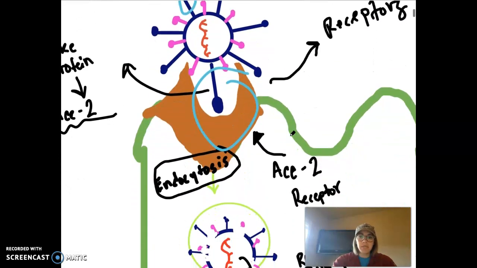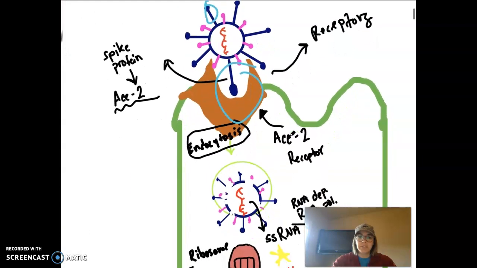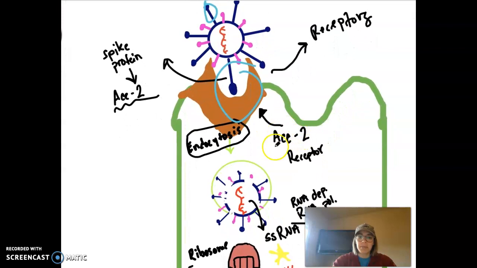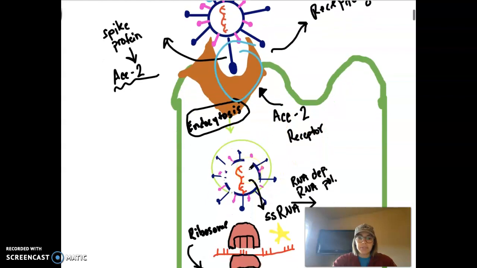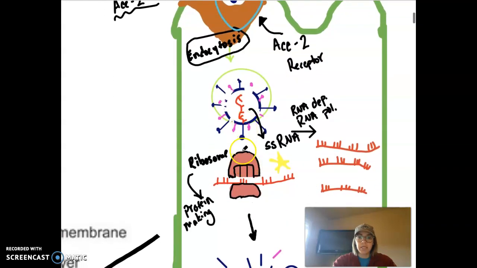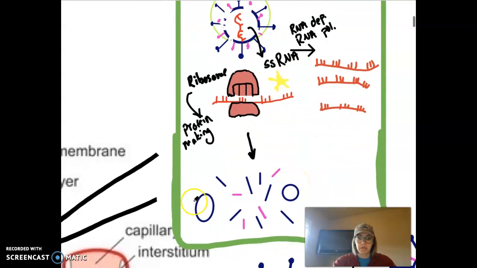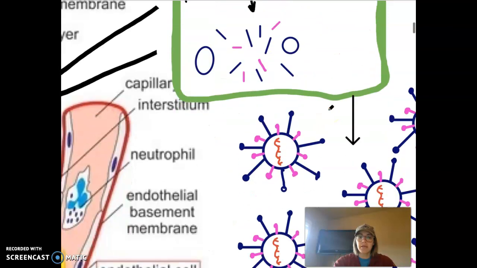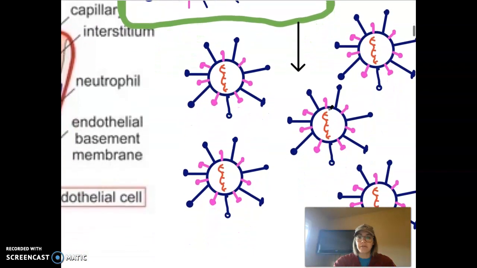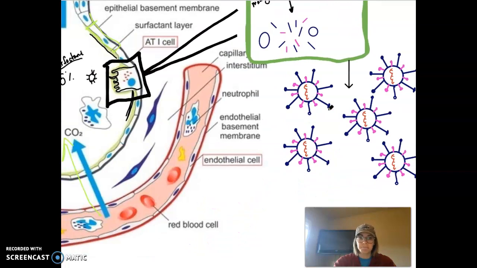So just to review really quickly, we learned that SARS-CoV-2 has a spike protein that binds to the ACE2 receptor. It's engulfed by endocytosis, where the mRNA is released into the ribosome. The ribosome is able to read that mRNA and make the proteins that are necessary for the virus to build itself. And then we use an RNA-dependent RNA polymerase to make those extra copies of RNA, which allows for the release of many more viral particles.